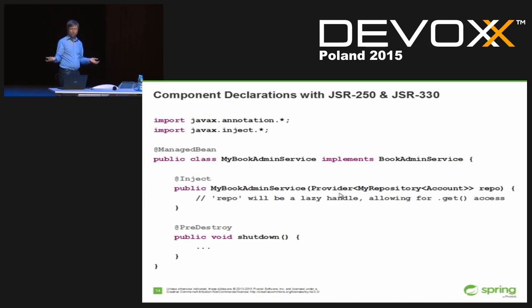The @Inject way of doing this is to inject a Provider. Provider comes from javax.inject. It's a javax.inject type. And if you say, I want a Provider of MyRepository of Account, you get a kind of lazy handle to the target bean. So you get a Provider with a get method, and the target bean is not going to be initialized before you call get on your provider. Similar to what we've been discussing right before with the @Lazy proxy-based solution. So there are ways of doing this with @Inject.